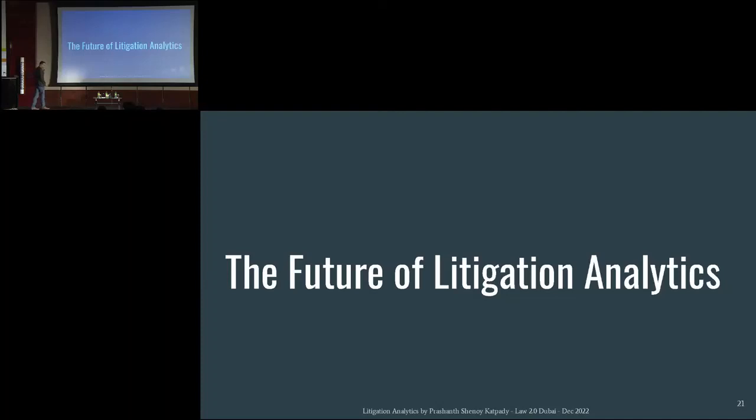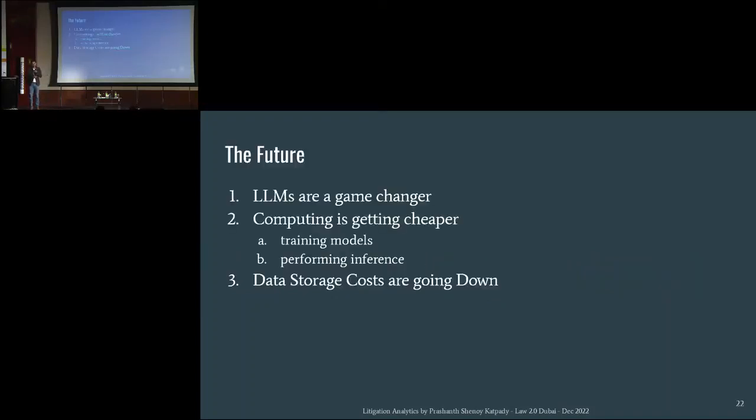So that brings us to all the challenges, but what does the future of litigation analytics hold? So LLMs, large language models, are a huge game changer. GPT-3 is out there now. The way you can do machine learning has changed significantly over the last couple of years. Computing is getting extremely cheap. It's going down and down, right? The prices are going down. So training models is easier. Performing inference is easier. Data storage costs are going down.